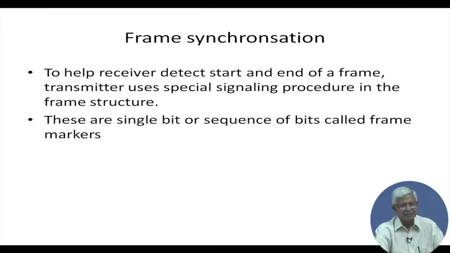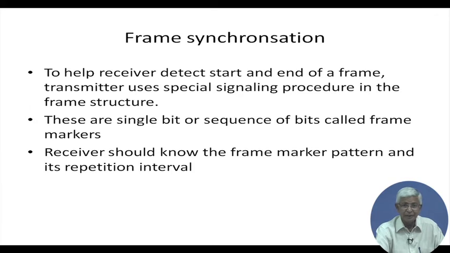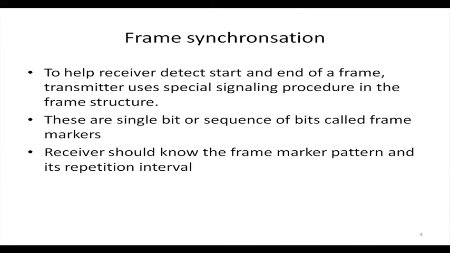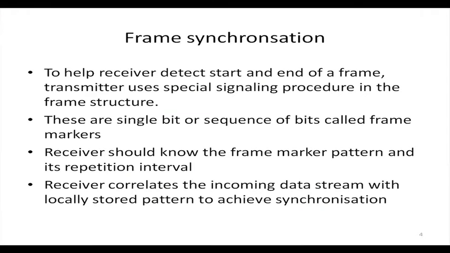This could be done by the transmitter sending a single bit identification of a frame, or multiple bits, a sequence of bits, which can be called frame markers. The receiver should know the frame marker pattern and the repetition interval of that frame marker; only then can it detect where the frame marker is. The receiver then correlates the incoming data stream with the known frame marker and finds out where the frame marker matches, and then it knows that this is the received bit stream where the frame marker has matched. This is where frame synchronization starts.